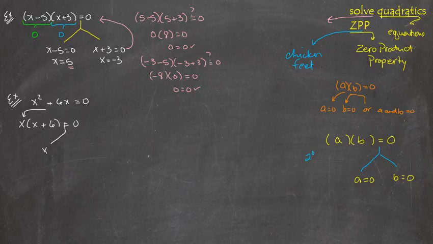Well, in the first factor, x equals 0, we're done. That's one of the solutions. If x equals 0, then this whole side will equal 0. And the other solution would be x plus 6 equals 0. So x equals negative 6. All right, so let's do another example.